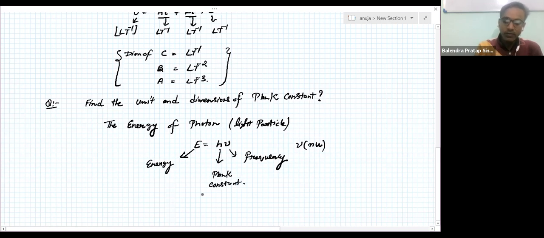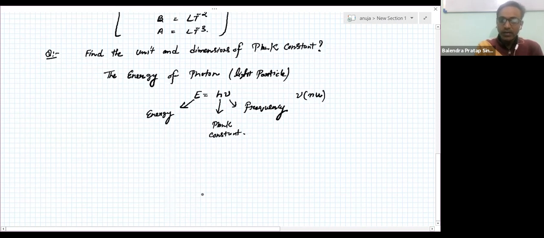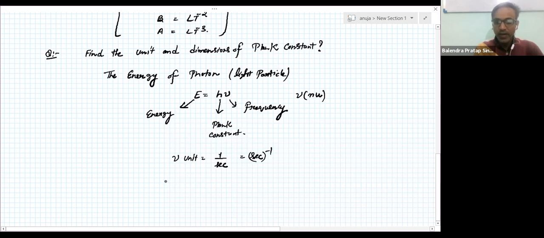This is a very famous question: we find out the unit or dimensions of Planck constant. From this equation, nu is a frequency. What is the unit of frequency? We say hertz, that is second inverse. Frequency has a unit equal to 1 upon second, or second inverse. So from here we can easily find the dimension of h: h is equal to energy upon frequency.